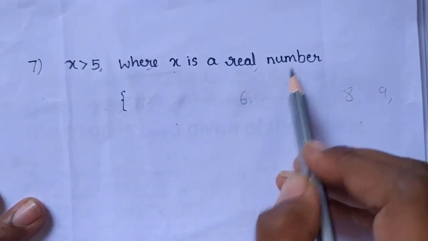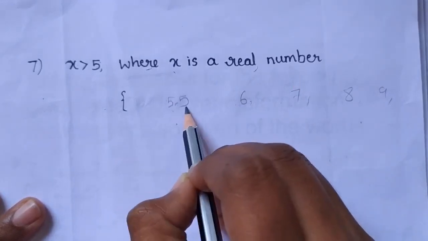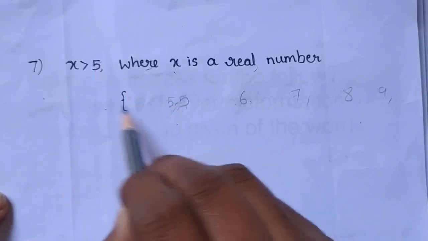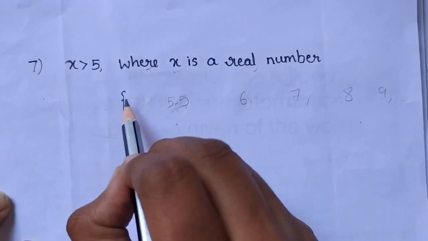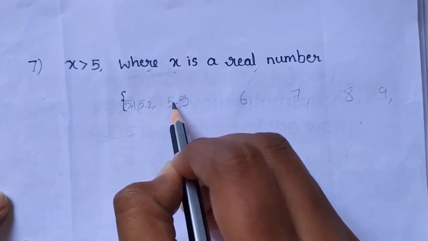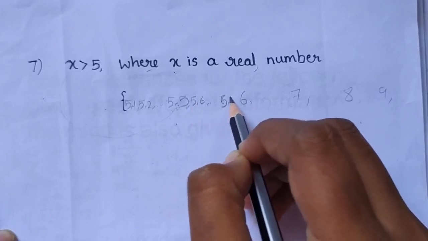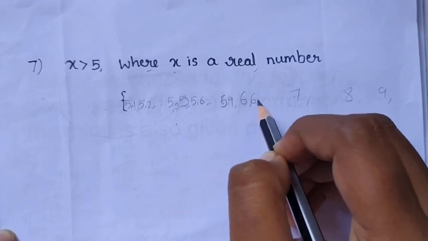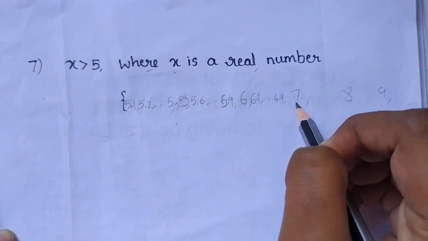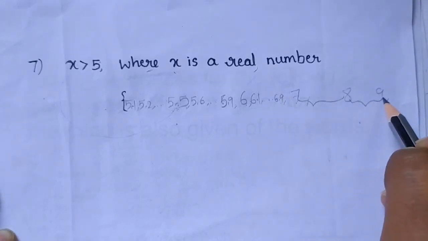As here x is a real number, we can also consider the number 5.5. 5.5 is a real number and is greater than 5. Hence, this is also a solution of the inequality. Then we can also consider the numbers 5.1, 5.2, so on up to 5.5, 5.6, so on up to 5.9, 6. Similarly, 6.1, 6.2 and so on, 6.9, 7. Similarly, many real numbers between 7 and 8, 8 and 9 and so on.